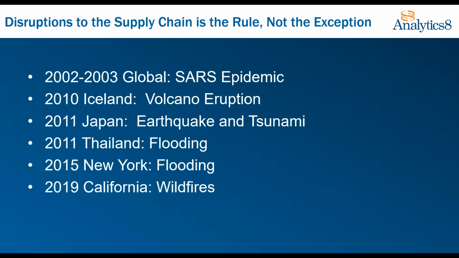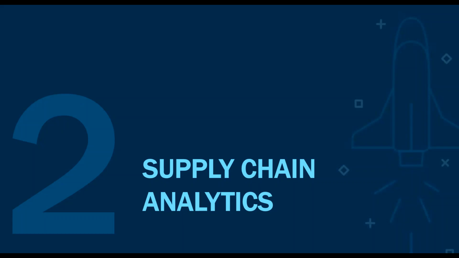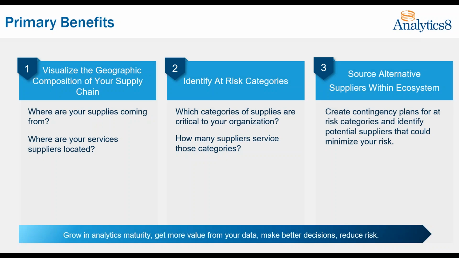And it's important for companies to be able to not only understand where they're at risk, but to be able to have the analytics to come up with contingency plans and come up with different strategies to deal with these disruptions as they occur. And that's really where the supply chain analytics offering is coming in. And it's focusing on really three primary benefits.